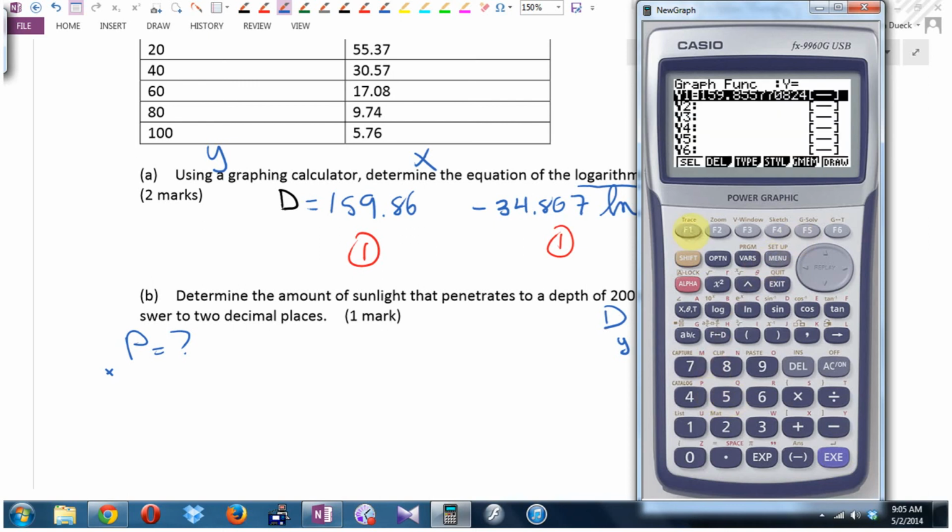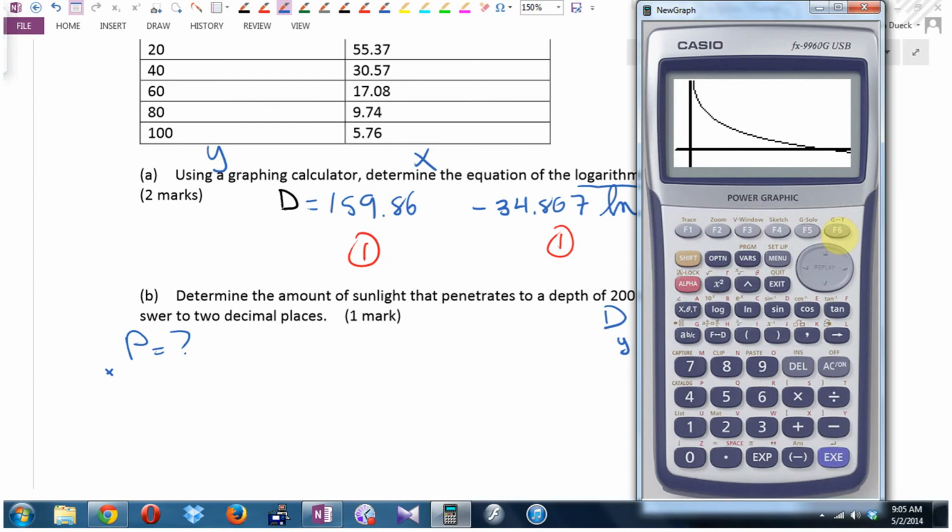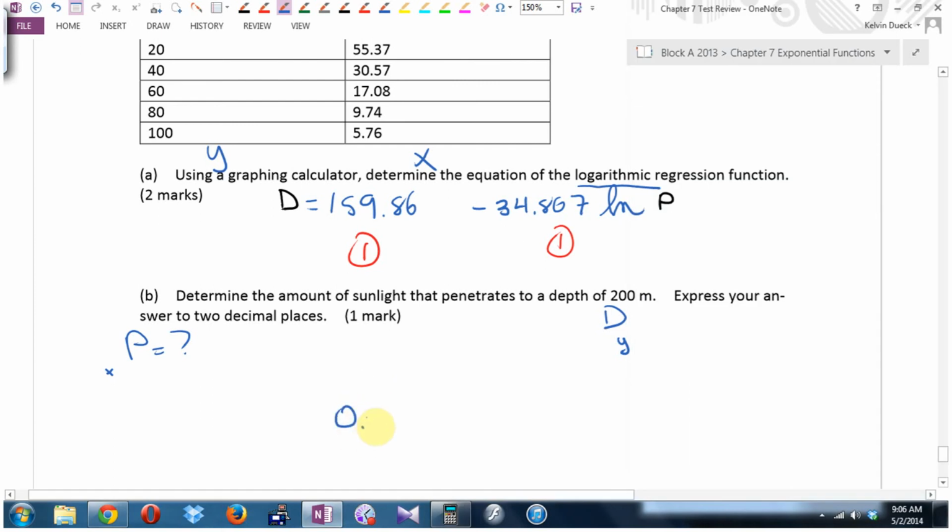I'm going to turn the graph on. Draw. Now, they've given me a y value of 200, so I'm going to go gsolve. They want me to find an x value when a y value is 200, and I get a really small answer. I get 0.316%, almost no light. Basically, at 200 meters, it's almost pitch black.